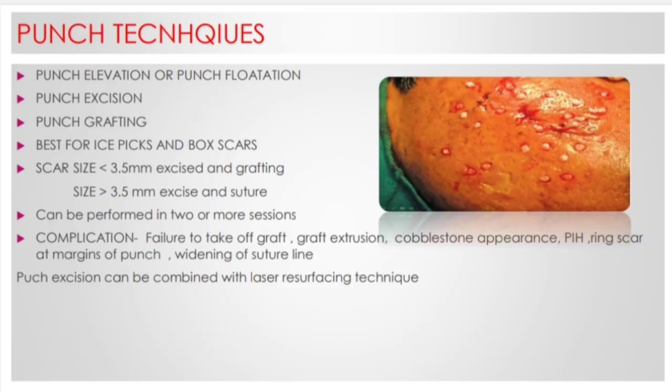A picture shows all three methods done on the patient: punch excision, punch grafting, as well as punch elevation. When the patient has very close scars, it can be performed in two or more sessions. The complications of the procedures include failure to take of the graft, cobblestone appearance, post-inflammatory hyperpigmentation, ring scar at the margin of the punch, and widening of the suture line in case of punch excision and suturing. This procedure is also combined with laser resurfacing technique.